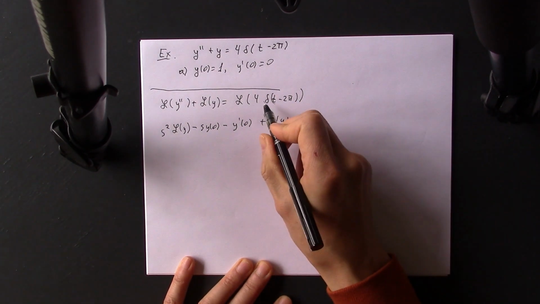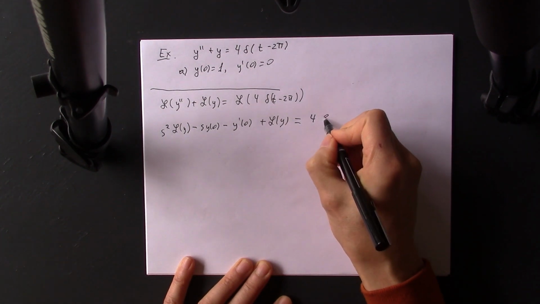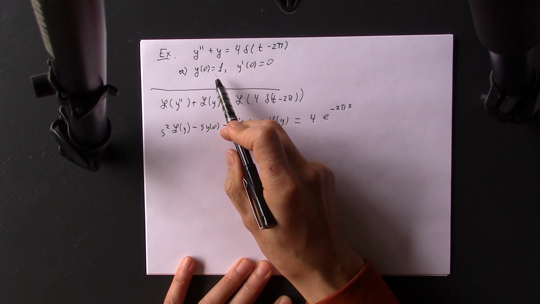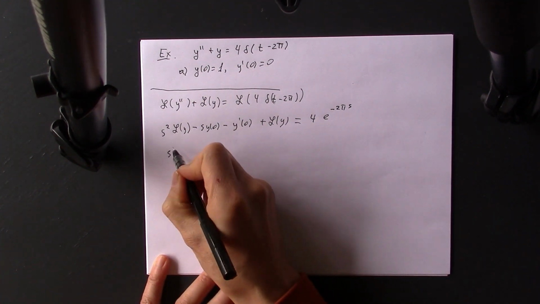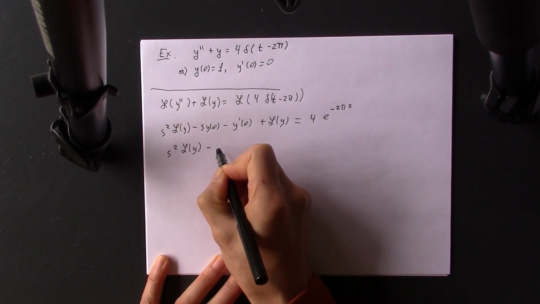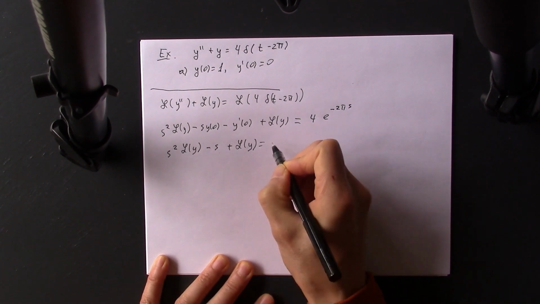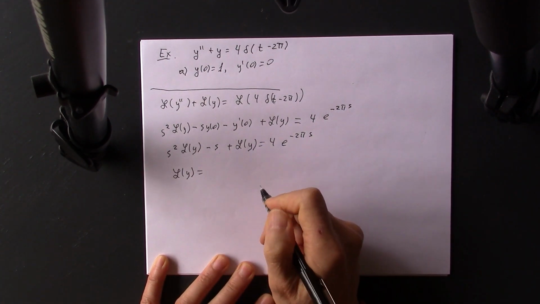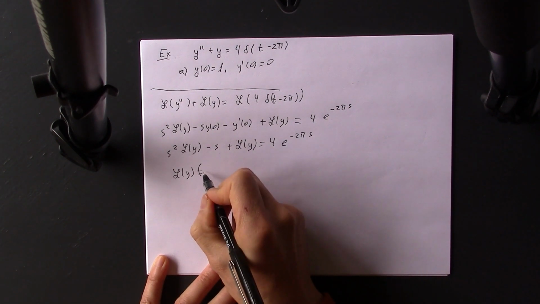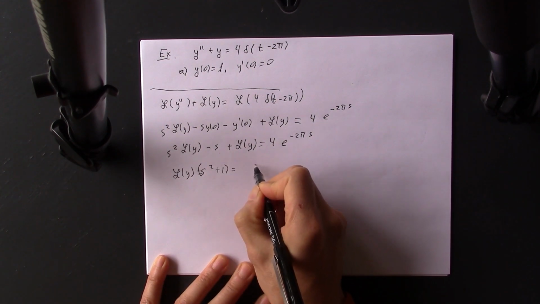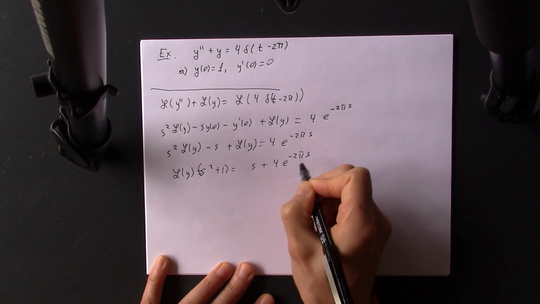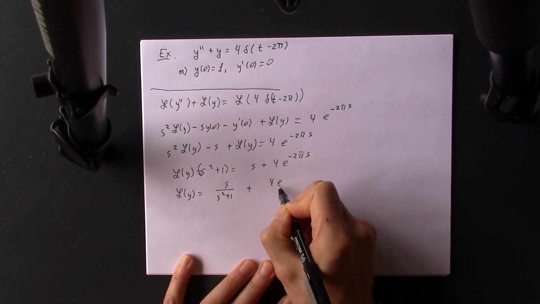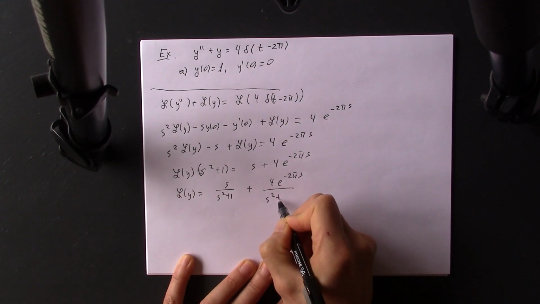4, as a constant, can be taken out. We already found the Laplace of the delta function, so it's going to be e to the negative 2 pi s. Using the initial conditions, y of 0 is 1, y prime of 0 is 0, we're going to get s squared Laplace of y minus s plus Laplace of y equals 4 e to the negative 2 pi s. So Laplace of y times s squared plus 1 equals s plus 4 e to the negative 2 pi s. So Laplace of y is going to be s over s squared plus 1 plus 4 e to the negative 2 pi s over s squared plus 1.